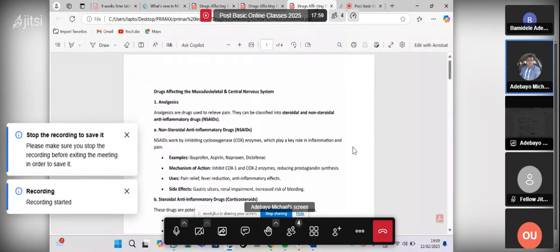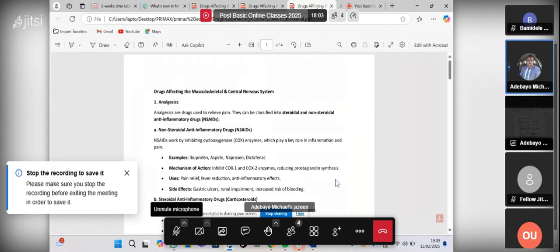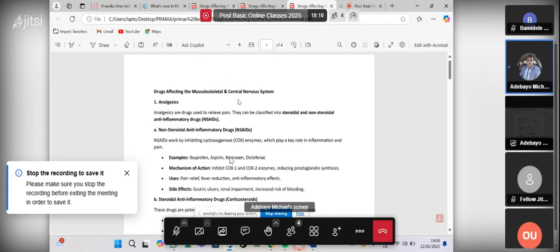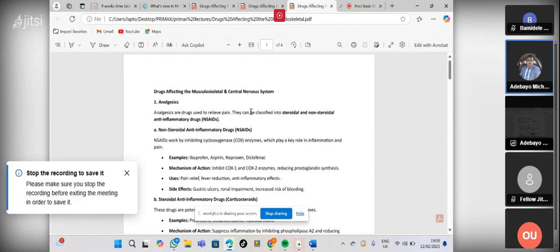Today we are going to be talking about drugs that affect the central nervous system, drugs that affect the musculoskeletal and the central nervous system. But we are going to be starting with drugs that actually affect the nervous system, basically.